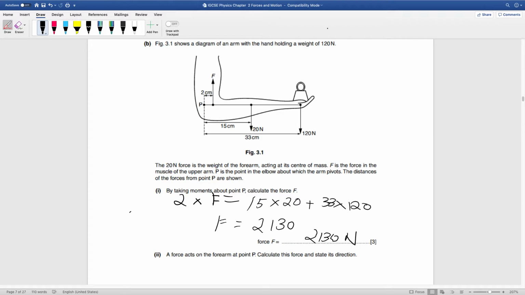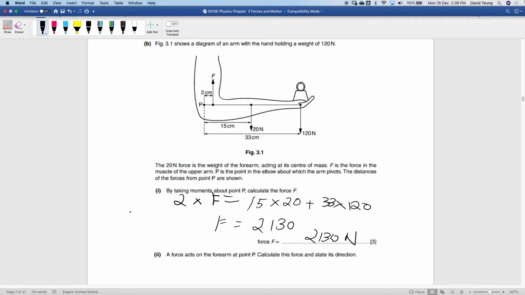So how can you find the force acting at point P? You just find the net force. So this is upwards, 2130, minus 120. And then should the force acting at point P be downwards or upwards? Downwards. Because the sum of the upward forces should equal the sum of the downward forces. Therefore, the net force is 0.